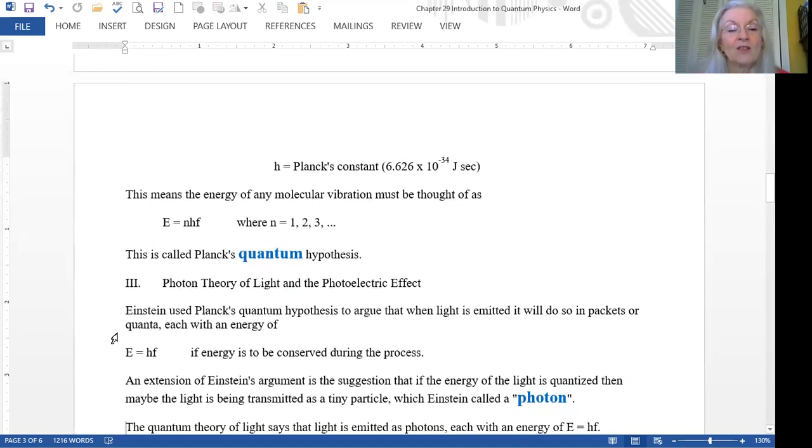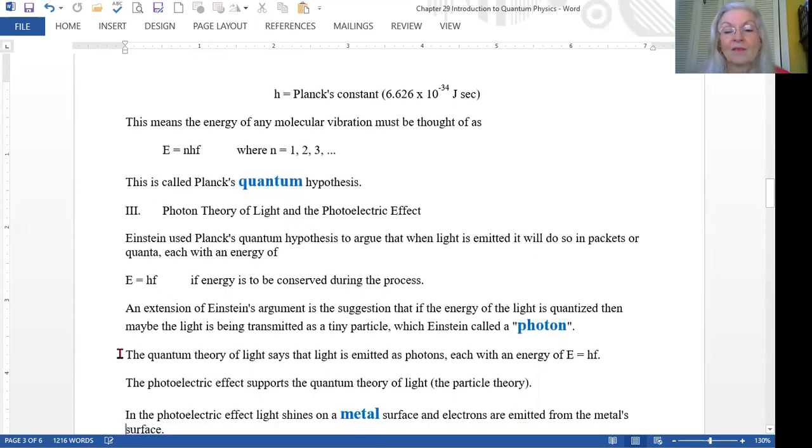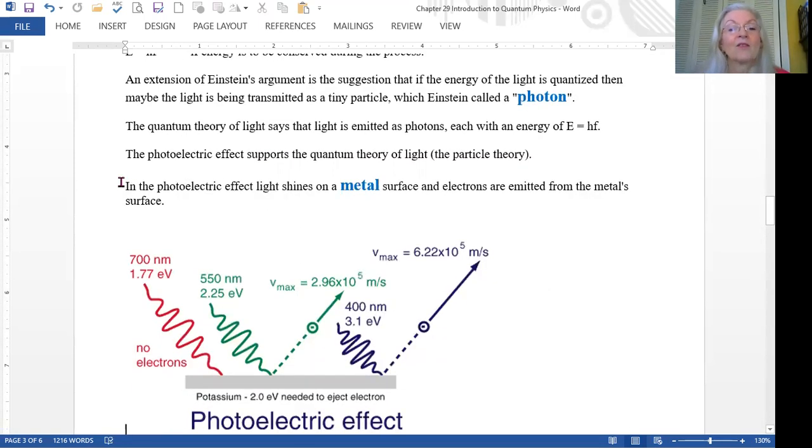One is the photon theory of light and the photoelectric effect. Einstein used the quantum hypothesis to argue that when light's emitted, it's going to do so in packets or quanta. We refer to those as photons. So rather than being continuous, light comes in little bursts, at least in our viewpoint. And those little bursts are photons. And again, the energy is equal to h multiplied by the frequency of the light. So the photoelectric effect also supports a quantum theory of light.